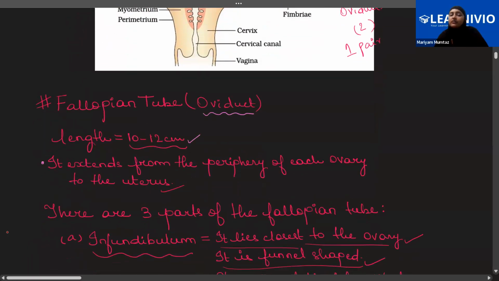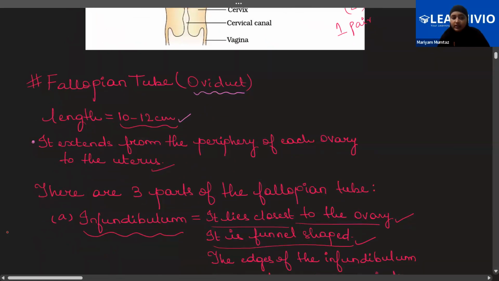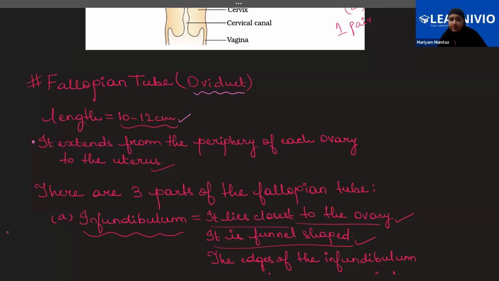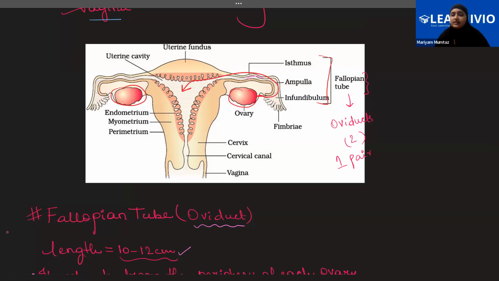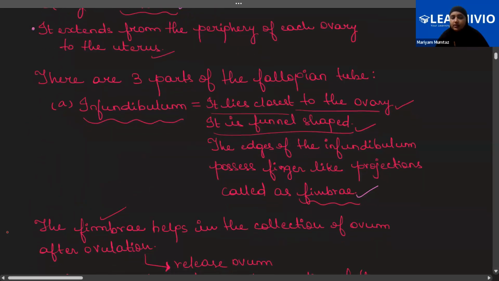Now talking about the fallopian tube, which is the oviduct. The length of the fallopian tube is 10 to 12 centimeter. It extends from the periphery of each ovary into the uterus. Starting from here, it goes up until the uterus area. So it is 10 to 12 centimeter.